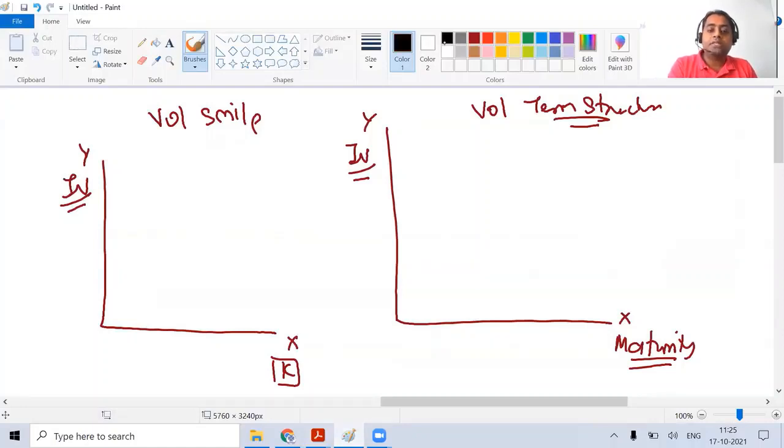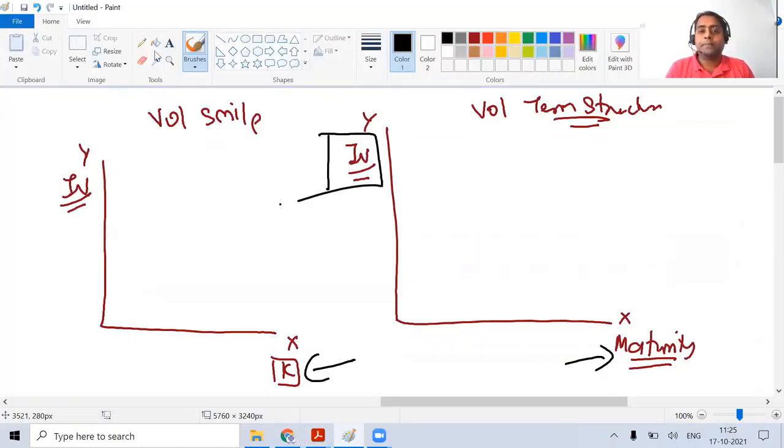We are taking the strike and the maturity, and we are trying to map the implied volatility. So it's basically a combination of volatility smile and volatility term structure that creates a volatility surface. So in reality, it's a 3D diagram. Okay. Now I will take you towards that table.